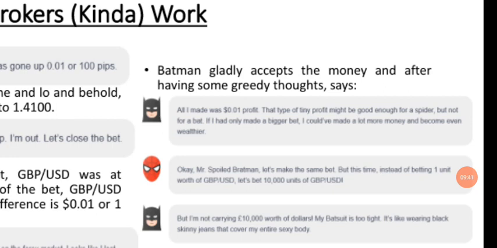Okay, Mr. Spoiled Batman, or Mr. Spoiled Bratman, let's make the same bet, but this time, instead of betting 1 unit worth of Great British Pound US dollar, let's bet 10,000 units of Great British Pound US dollar.